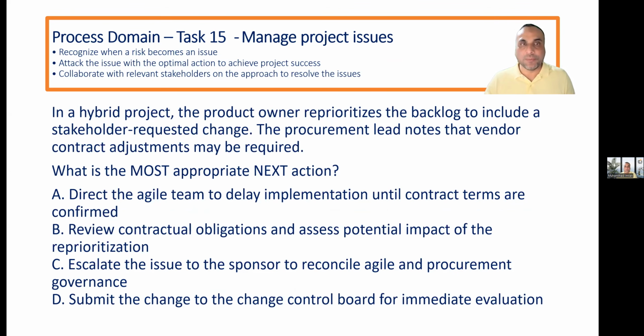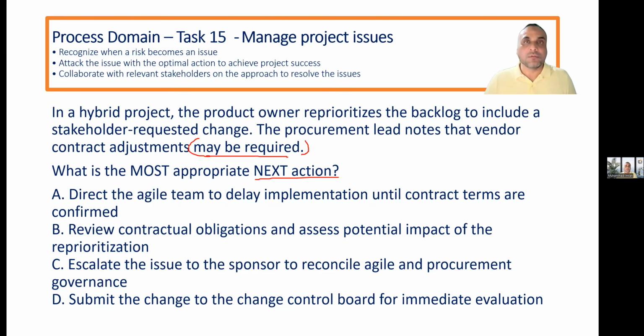In a hybrid project, the product owner reprioritizes the backlog to include a stakeholder requested change. The procurement lead notes that a vendor contract adjustment may be required, maybe a risk. What is the most appropriate next action? Direct the agile team to delay implementation until contract terms are confirmed. Review contractual obligations and assess the potential impact of reprioritization. Escalate the issue to the sponsor to reconcile agile and procurement governance. Submit the change to the change control board for immediate evaluation.